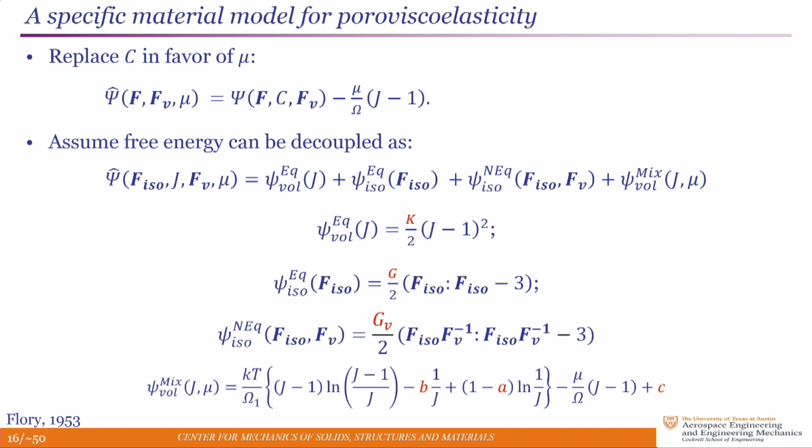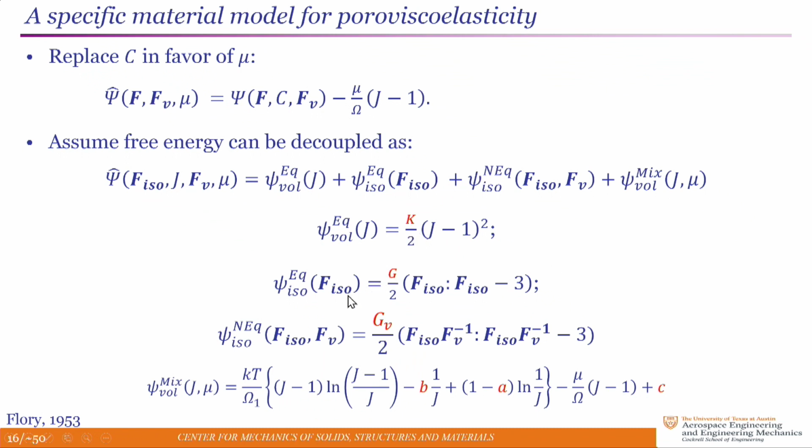We have three components: water, glycerin, and gelatin. So that gives you a mixing energy based on a model from Flory. And so we put them all down, give them forms. The volumetric part is going to be quadratic in the volume expansion. K is a bulk modulus then.